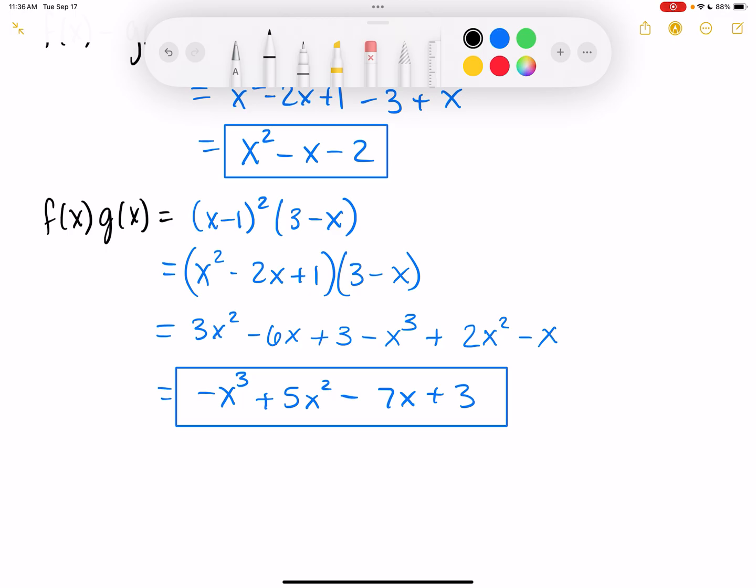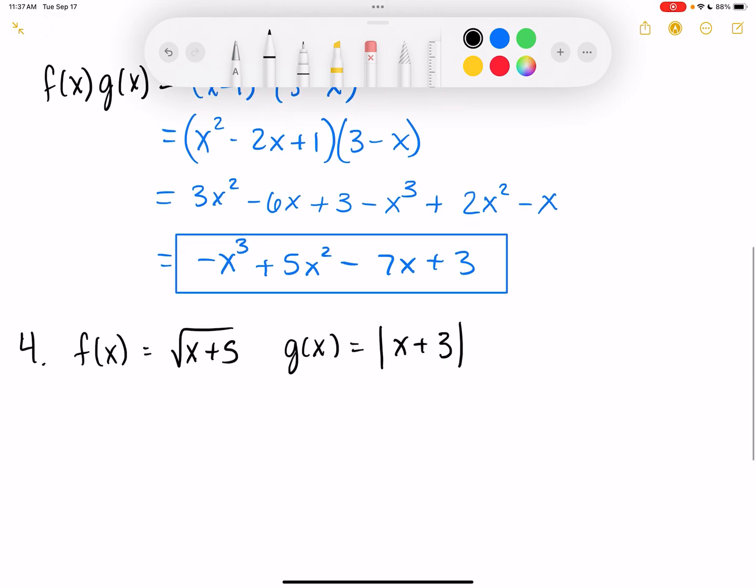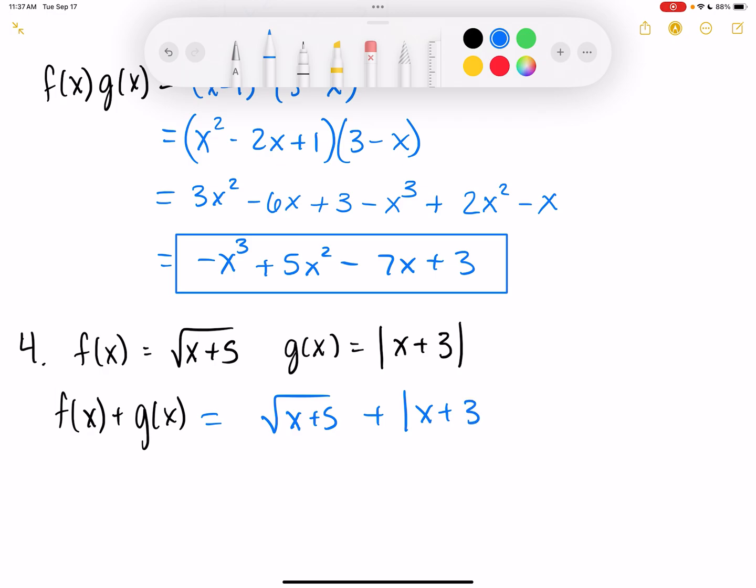If you have something like 4, and I'm just going to do the first part, but they have f of x is equal to the square root of x plus 5, and g of x is equal to the absolute value of x plus 3. When you go to do your f of x plus g of x, the only thing you can do is to say the square root of x plus 5 plus the absolute value of x plus 3, and that's going to be your answer. It's kind of weird to leave it like that, but that's how they want you to do it. Obviously, you could keep going, but it all is just going to look like that.